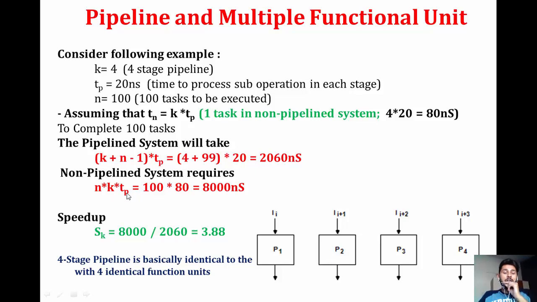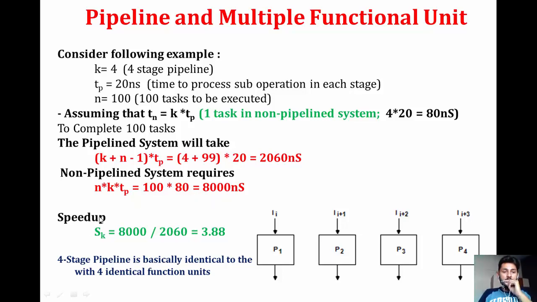That is the time it takes to complete one task from the four stages. So 4 into 20, that is 80. So 100 into 80, that is 8000 nanoseconds. So this is what the difference is. Now if you introduce a pipeline, if you don't have a pipeline, this is what the difference is.